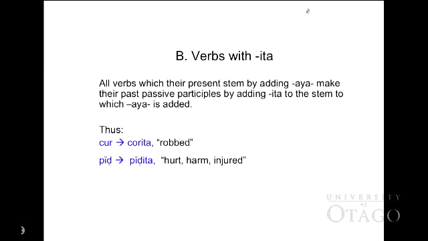B, verb with ita. All verbs which form their present stem by adding aya make their past passive participle by adding ita to the stem to which aya is added, such as chur, class 10, chorita, robbed. B, pidita, injure, hurt, harm.